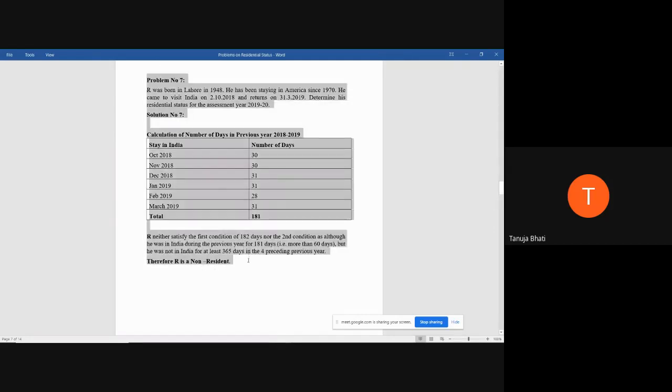Have you all understood problem number 7? Everyone? Students, have you all understood problem number 7? Yes, ma'am. Okay.